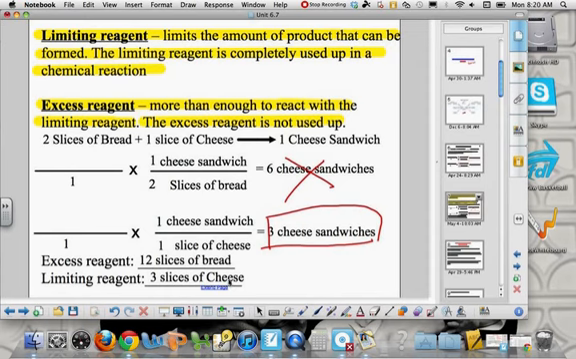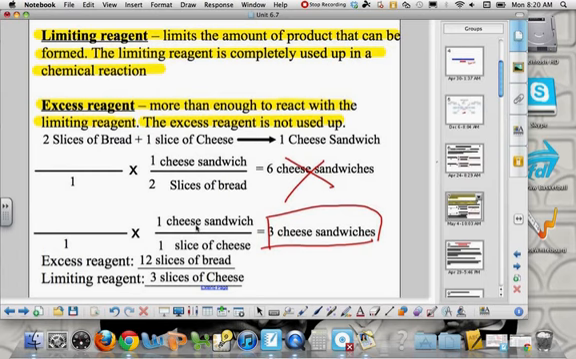I ran out of slices of cheese. That limited the total number of cheese sandwiches that I could make. I had extra slices of bread left over. I wasn't able to use those, so those are what we call the excess reagent. I had more than enough to continue to make sandwiches, but because I ran out of cheese, the cheese limited the product that I could make, the cheese sandwiches.